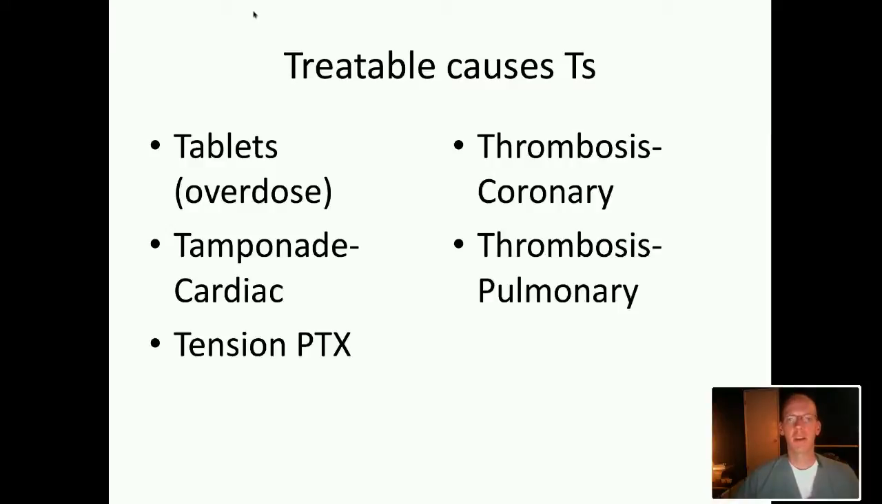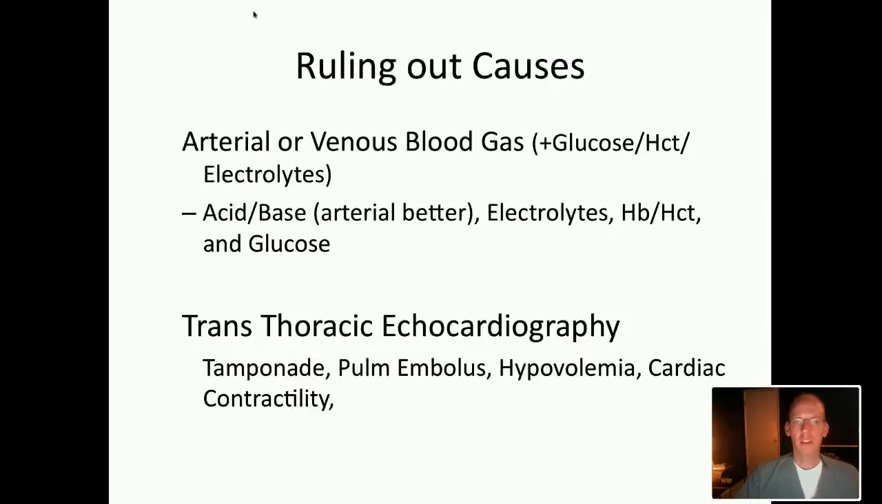Tamponade, cardiac tamponade, tension pneumothorax, thrombosis, both coronary thrombosis and pulmonary thrombosis, or a pulmonary embolus. These are the T's. But you may ask yourself, how do you rule out these causes? It's a long list, and it's fine to just say these are the causes, but it's really when the rubber meets the road, you as a leader need to decide, is it one or another, and how do you rule these out? So I think one of the best ways to do that, you've got two options that you can quickly rule out a lot of these causes.